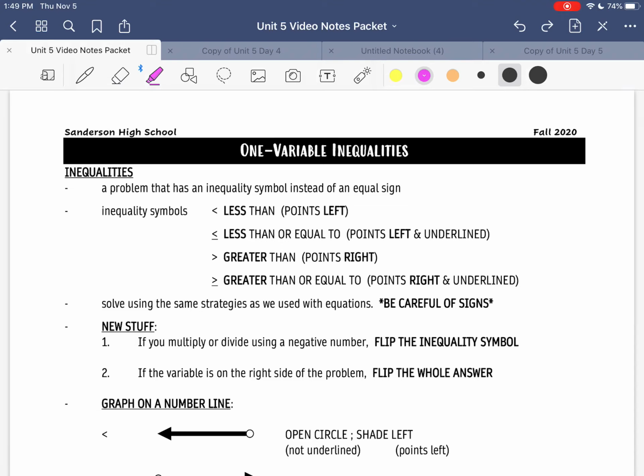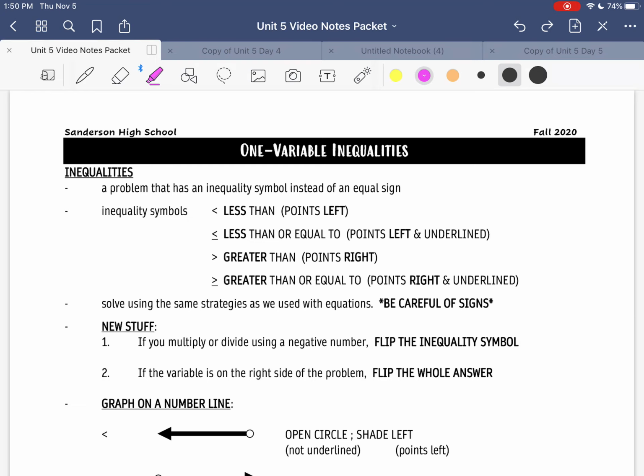Hey Math 1 students, we are going to look at one variable inequalities today. Some of this will be review from middle school and some of it might be some new stuff for you. The first thing we need to know if we're going to talk about an inequality symbol is that we're essentially dealing with something very similar to an equation, but we don't use an equal sign.